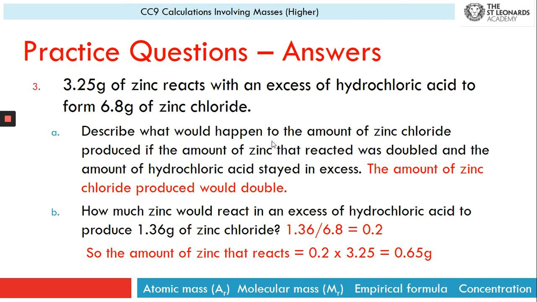So we do 1.36 divided by 6.8. Okay, so 6.8 is the amount of zinc chloride from above, and that's going to give us 0.2. So the amount of zinc that reacts is going to be 0.2 times the amount of zinc, 3.25, which equals 0.65 grams. Again, it's just about working out those ratios.